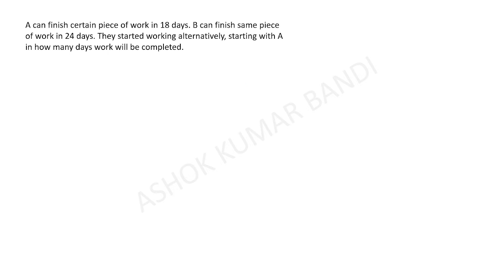Okay, let's go. A can finish a certain piece of work in 18 days. B can finish the work in 24 days. They started working alternately, starting with A. In how many days will the work be completed? That means A is starting the work, then B is working, then A is working, then B is working. If they are working like that, how long will they take to finish the work?